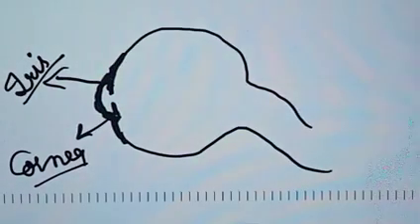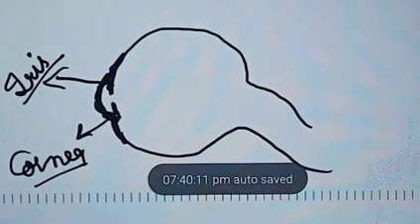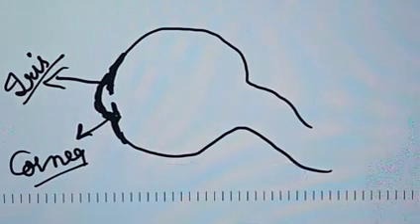After the cornea, we will discuss the second part, that is the iris. The iris is the colored part of the eye. We have different colors of our eyes. Some have blue color, some have black, brown. These colors are because of the iris. The iris is responsible for the color of our eye, and it is also responsible for the movement of the pupil.